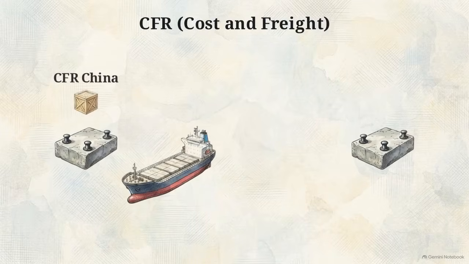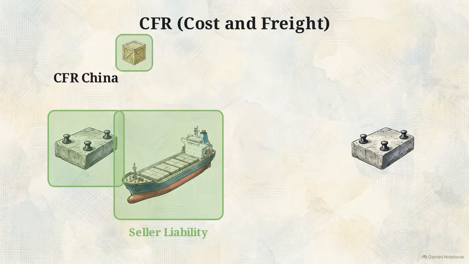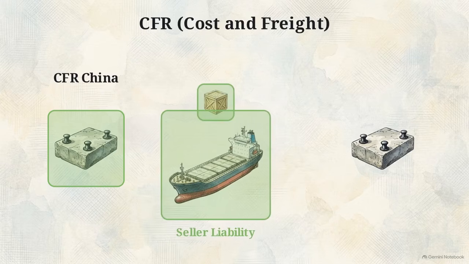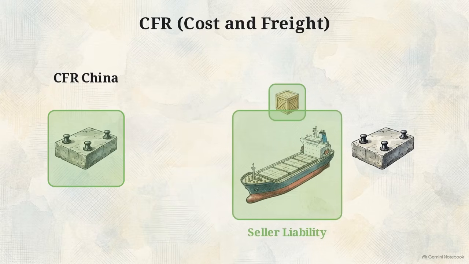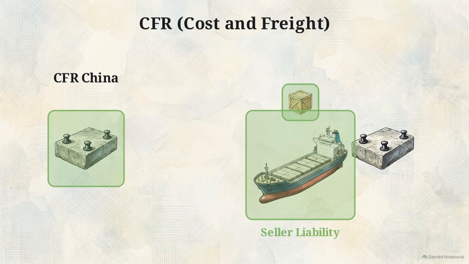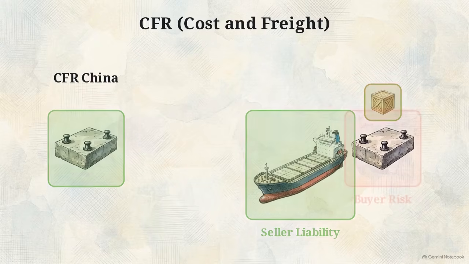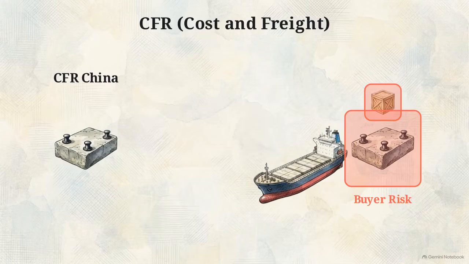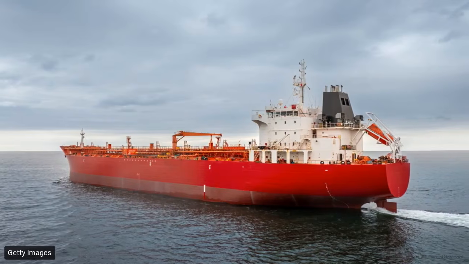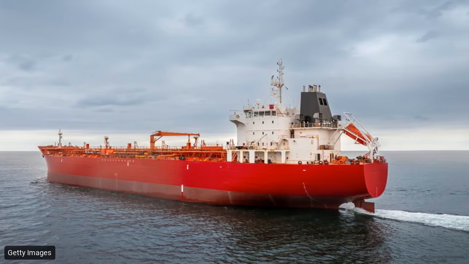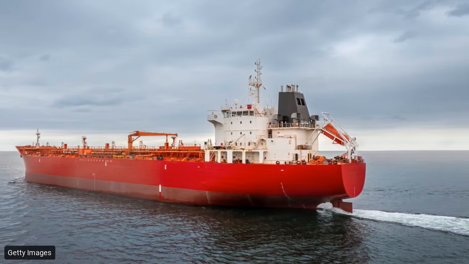CFR, or cost and freight, works differently. Under this term, the international seller handles the logistics and absorbs the cost of ocean transit all the way to the destination port, shifting liability away from the buyer during the journey. These obscure legal acronyms govern the physical movement of thousands of massive liquid cargo tankers navigating the open ocean at any given moment.